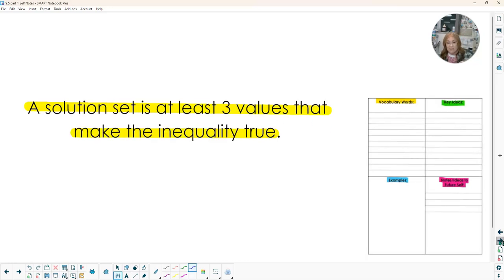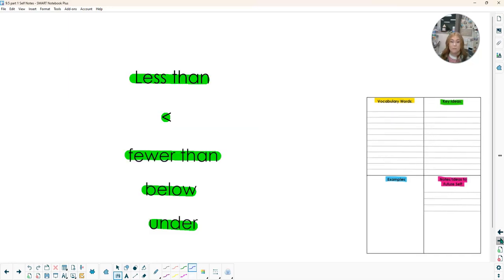And then taking that a step farther is we can also have a solution set. So if I have a set of something, that means I have more than one of them. So a solution set is going to be at least 3 of those values that make it true. That will help us reason through which way should the symbol go. It's going to help us with our next lesson. So when we ask for a solution set, you're giving me 3 values at least. You can do more, but you have to do at least 3 that will make that inequality true.